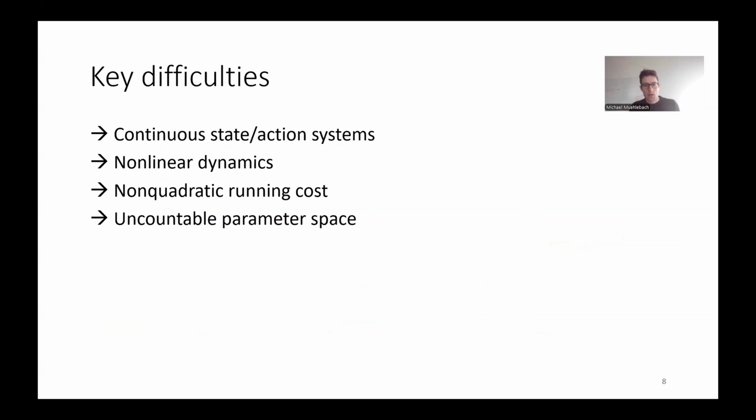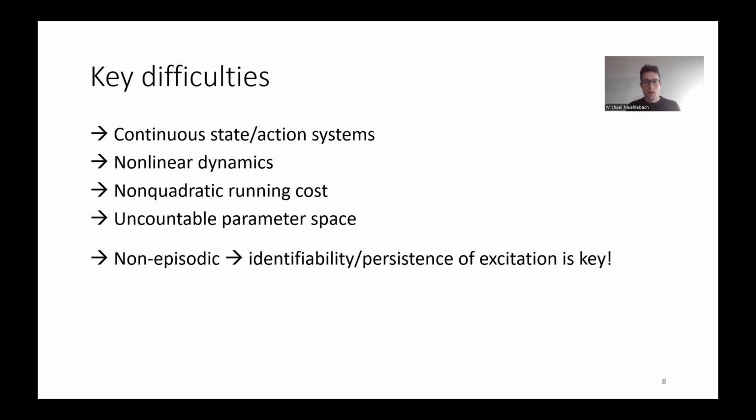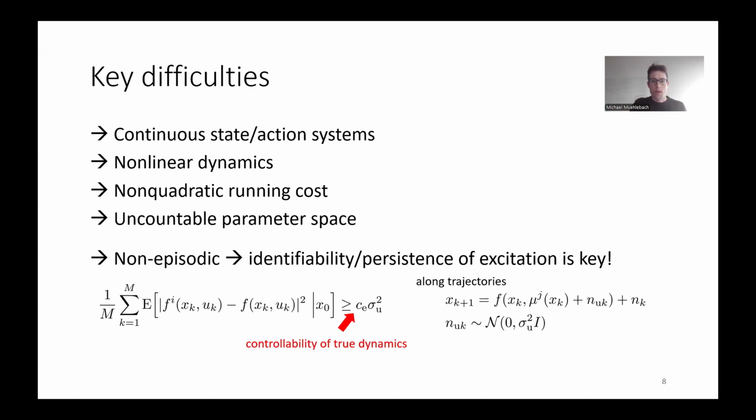The analysis is highly challenging. We have continuous state actions, we have nonlinear dynamics, a non-quadratic running cost, an uncountable parameter space, and the assumption that enables the corresponding policy regret guarantees is an identifiability assumption. So more specifically, if we have a trajectory of finite length, of length capital M, then we can distinguish between two different models. And the constant CE here, the gap between different models, that has a clear control theoretic interpretation. It's actually related to the controllability of the underlying dynamics.